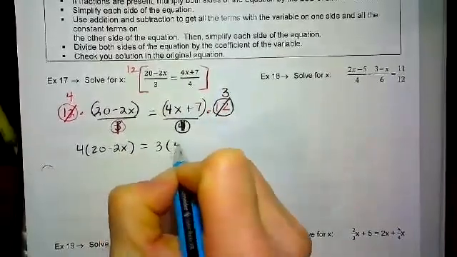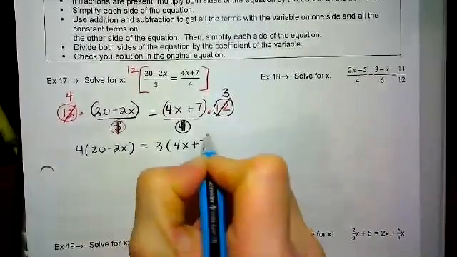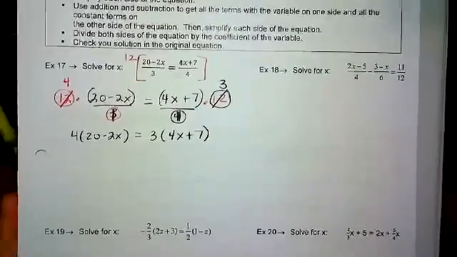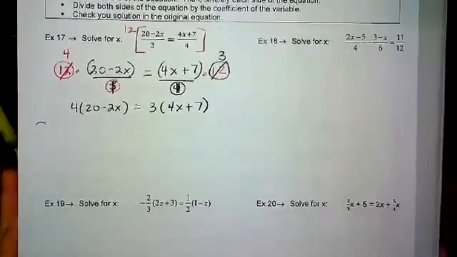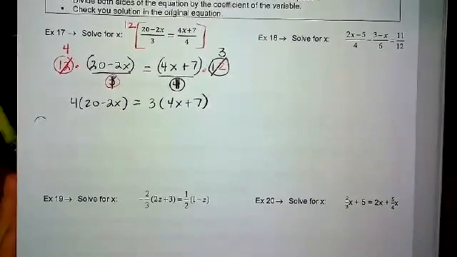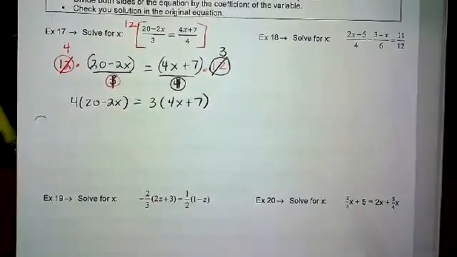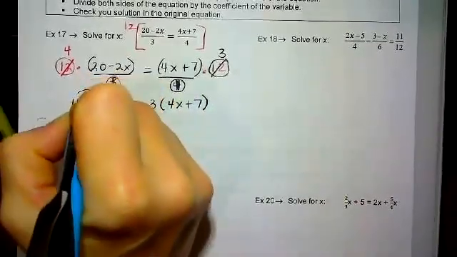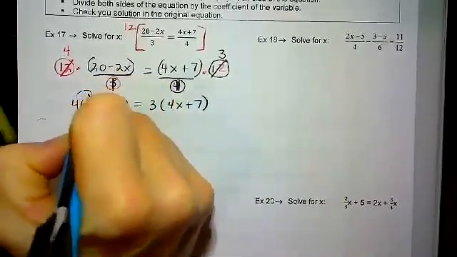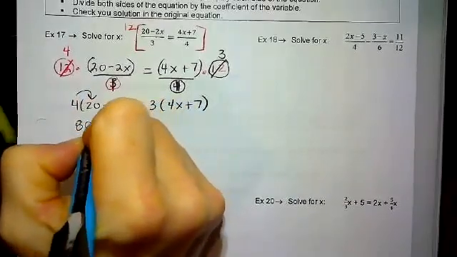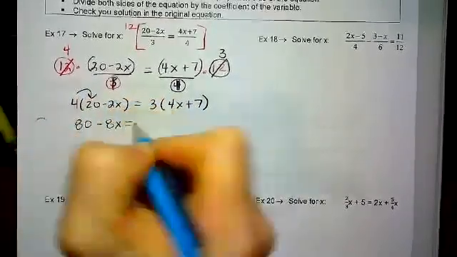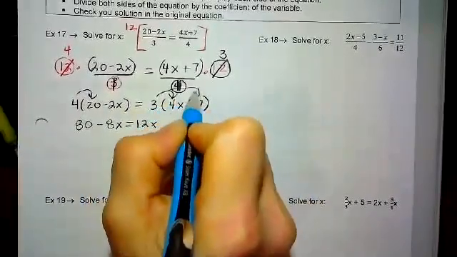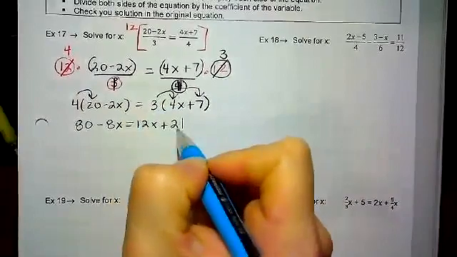I like to put it in the front. You could still let it hang out there on the back side of the parentheses if you want. Now it's much easier to work with like this. We can just simply distribute and solve. We don't have to work with a fraction throughout the whole problem if you remove them in the first step by multiplying it by that 12. So 4 times 20 is 80, and 4 times a negative 2x is a negative 8x. 3 times 4x is 12x, and 3 times 7 is a positive 21.